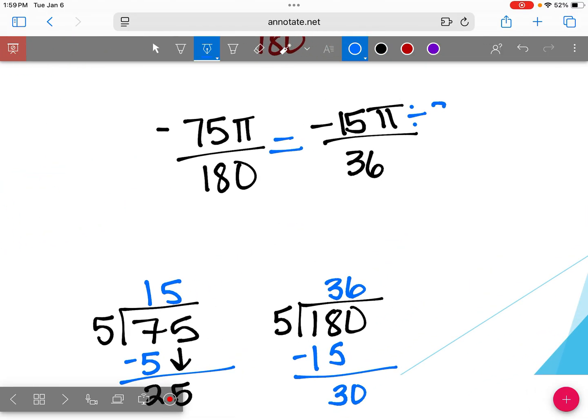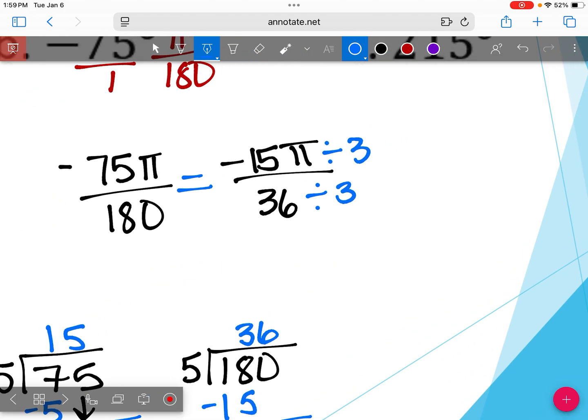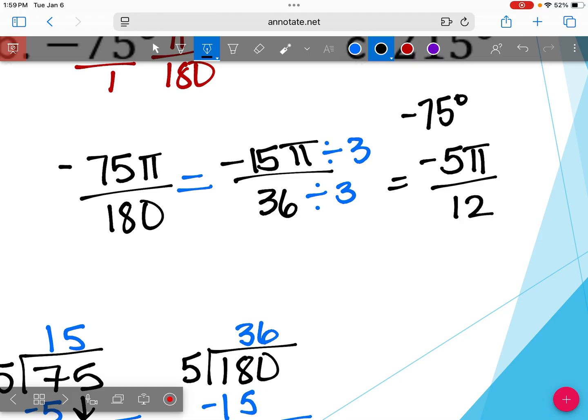Now, the shorter way would be to divide these by 15, but no one is going to recognize that 15 goes into 75 and 180. That's why we had to break it up into 2 different divisions. We did the 5 first, and then we did the 3. So 3 goes into 15 5 times, so now that's a negative 5. And 3 goes into 36 12 times. So negative 75 degrees is the same as negative 5 pi over 12.